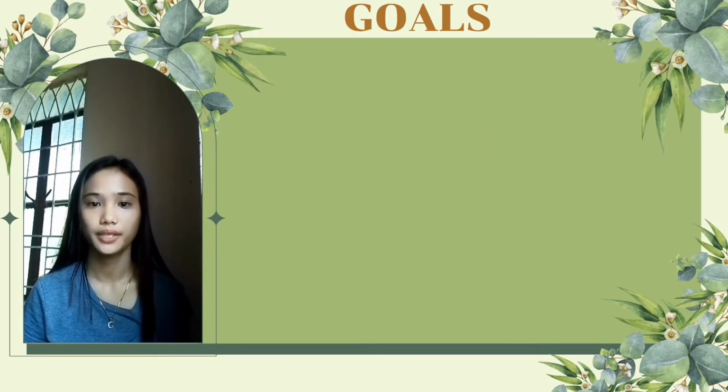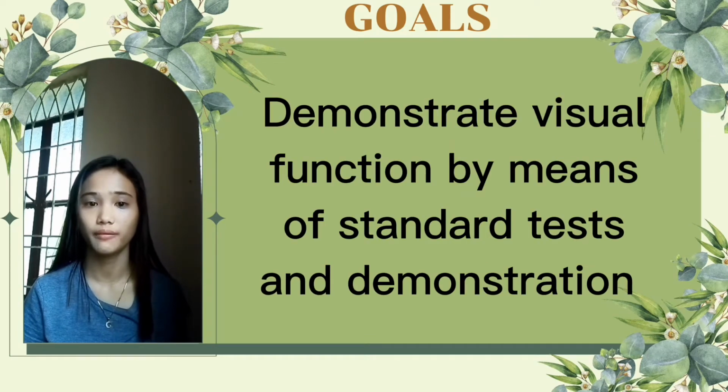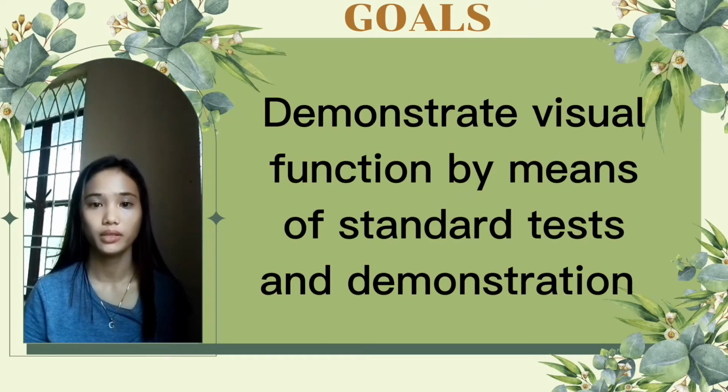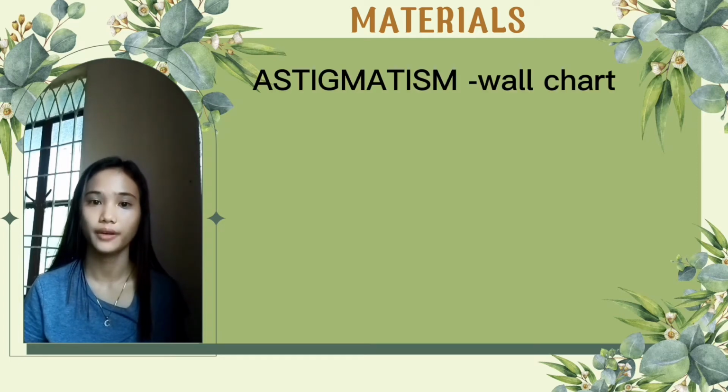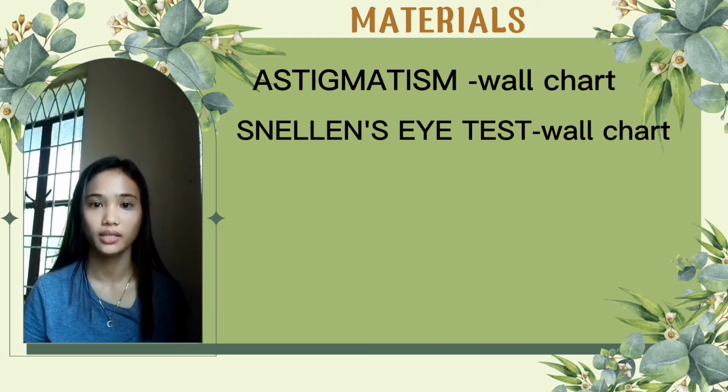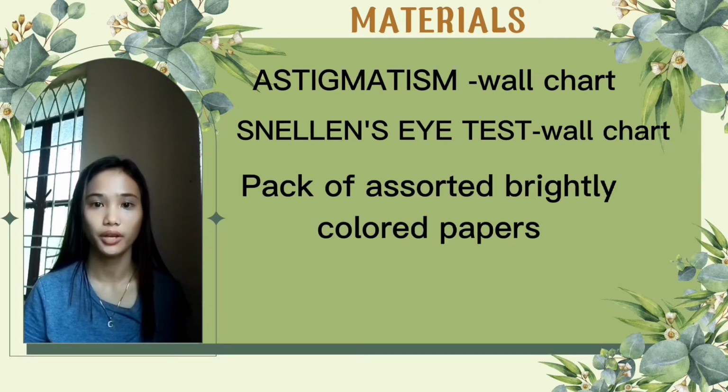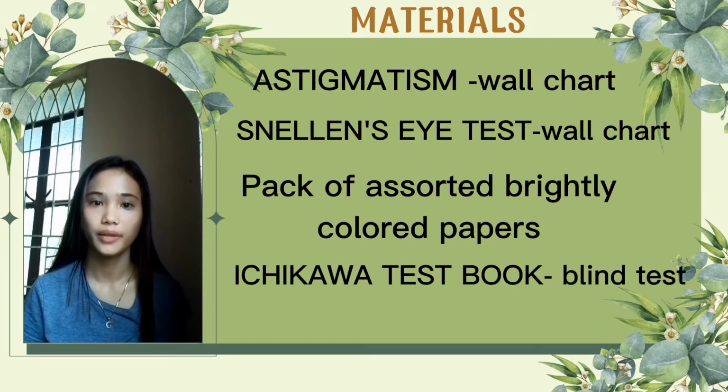Our goal for this activity is to demonstrate visual function by means of standard tests and demonstrations. The materials we needed for this activity are a wall chart for astigmatism, a wall chart for the Snellen eye test or visual acuity, a pack of assorted brightly colored papers, and color blind test plates from the Ishihara test book. Now, my co-member will enlighten you about these materials.